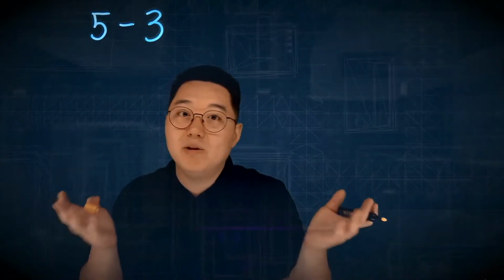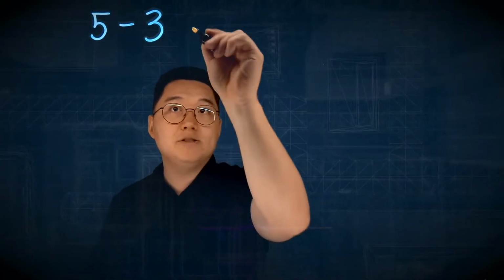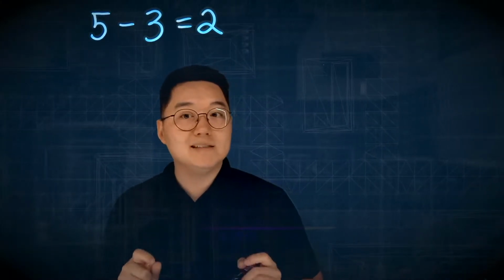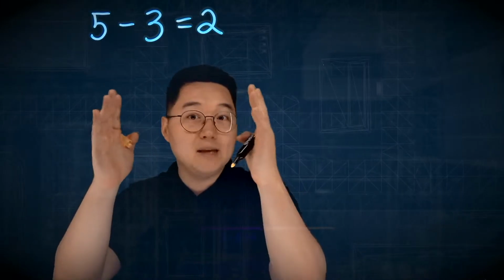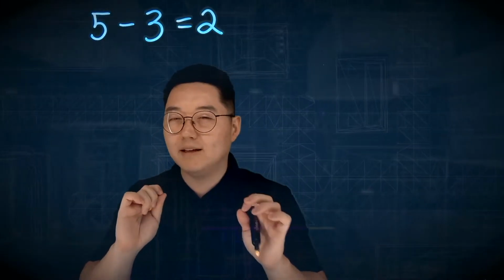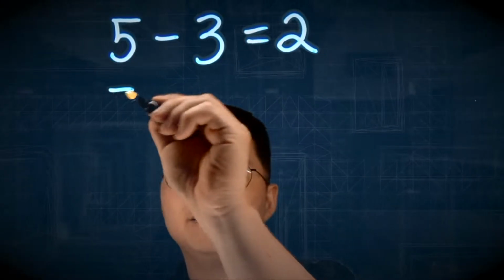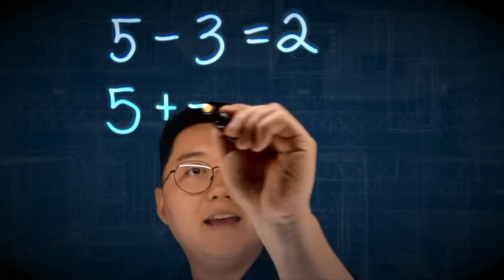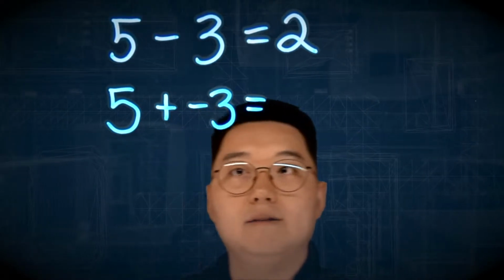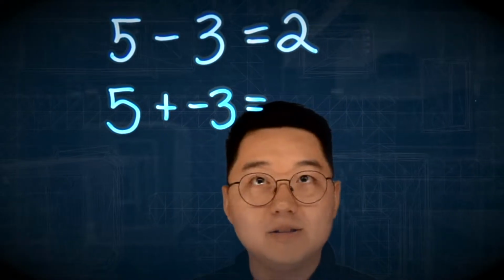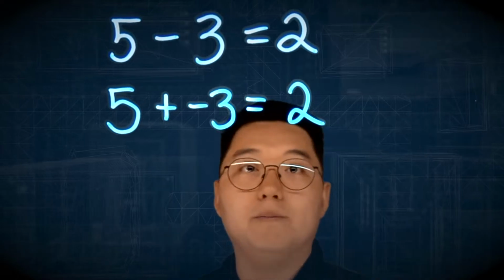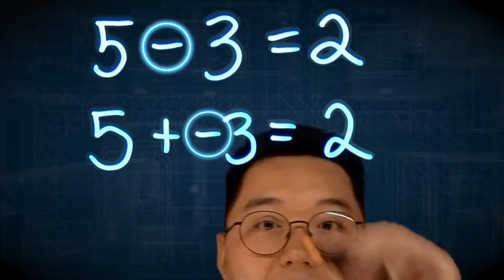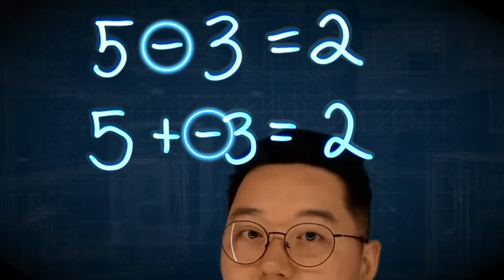We all know what the answer should be, right? The answer should be 2. But for today's lesson, I want you guys to think about the exact same problem a little bit differently. We're going to see this as 5, but instead of minus 3, we're going to say add a negative 3. Turns out the answer is also positive 2. This is because a minus sign and a negative sign actually do the exact same thing.